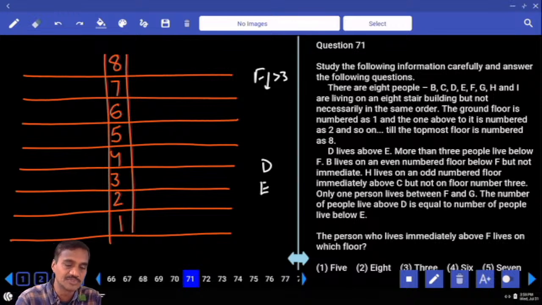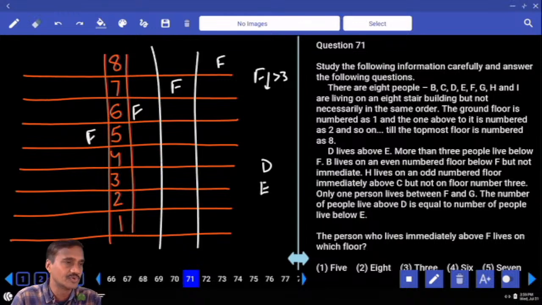And minimum 4 persons below F, F can be here, or F can be here, F can be here, and F can be here. Isn't it? How many possibilities we have? Altogether there are 4 possibilities. And F can be either 5, 6, 7 and 8.